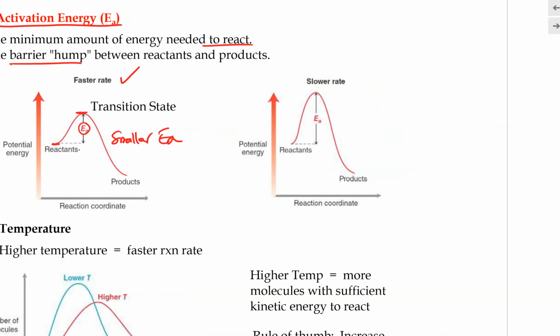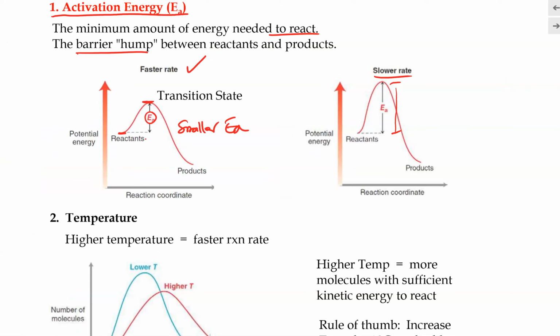Whereas, comparing this to another example, here in this case we have a different potential energy diagram, where now we can see there will be a larger activation energy. And this would then correspond to a slower reaction rate. So that's the activation energy and how it can affect the rate of a reaction. The smaller the activation energy, the faster the reaction rate.